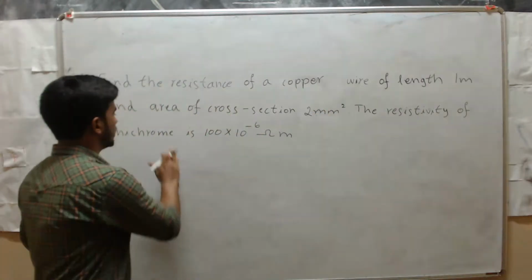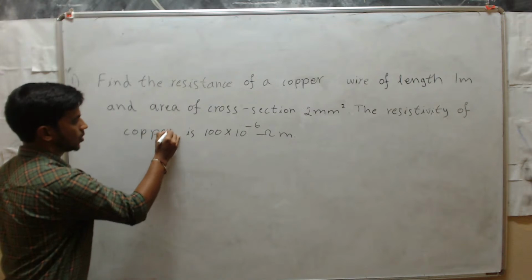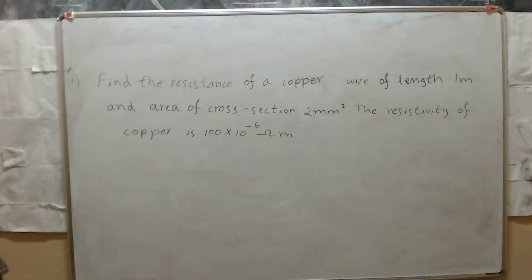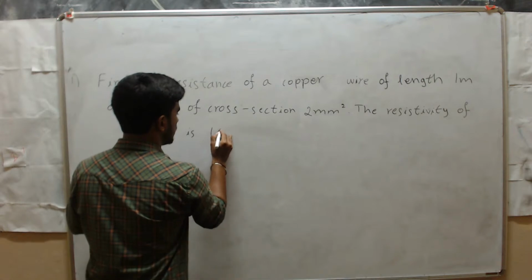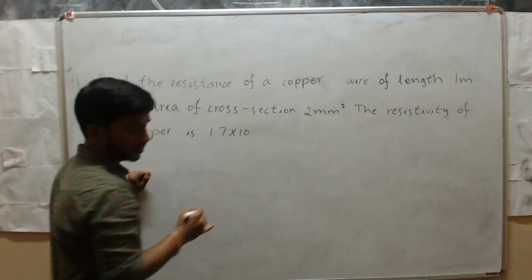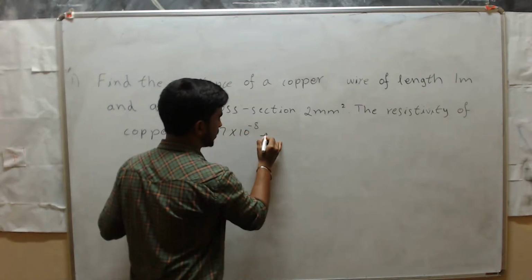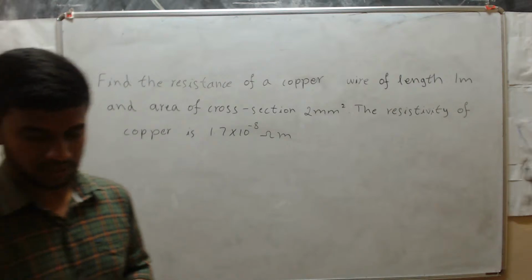The resistivity of copper is 1.7 into 10 raised to the power minus 8 ohm meter. Find the answer for this question.